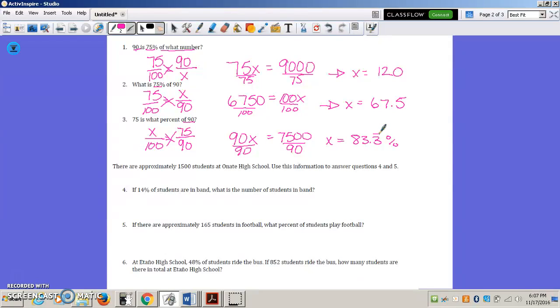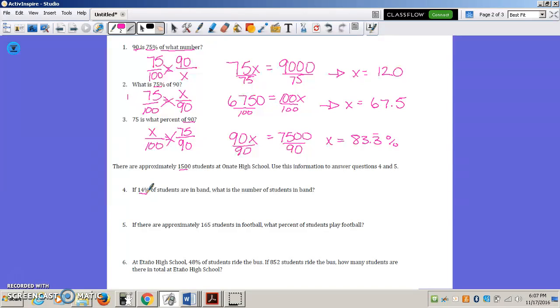Now for the last one, we're just taking these problems, the exact same idea, numbers 1, 2, and 3 here, and we're just putting them into context form. I just want you to know these numbers are pretty accurate. There are about 1,500 students here at Oneonta High School. About 14% of our student population are in band. The question here is, what is the total number of students in band? If 14% of them are in band, how many students are there total in band?